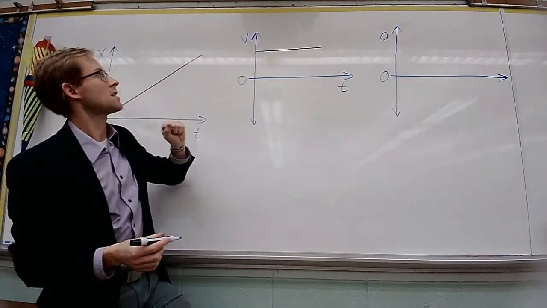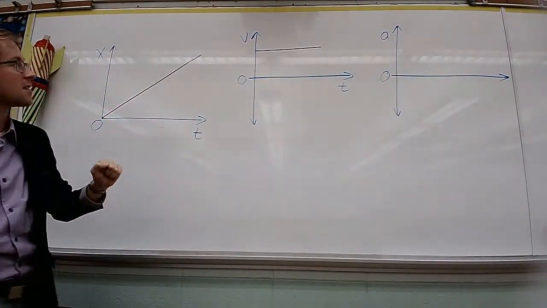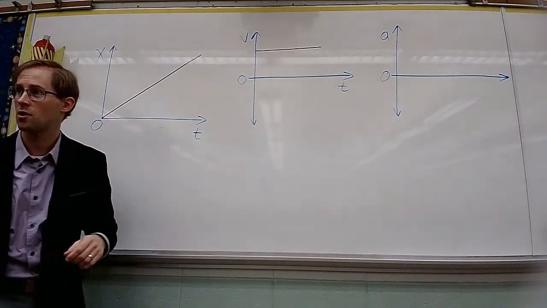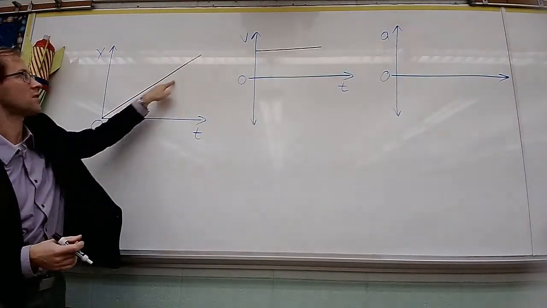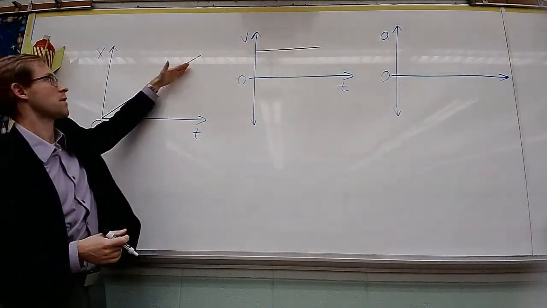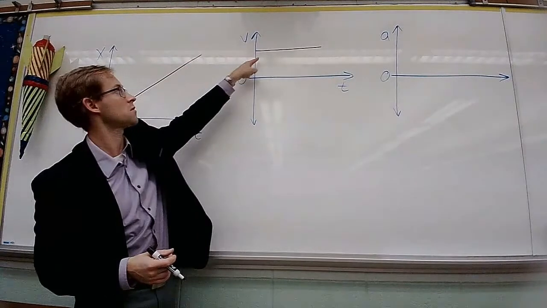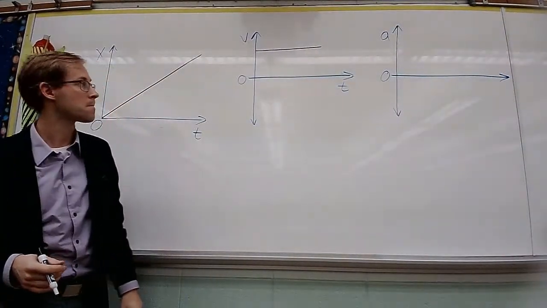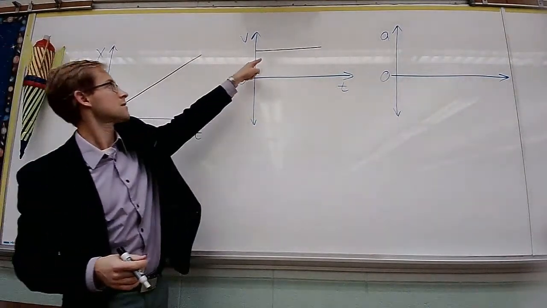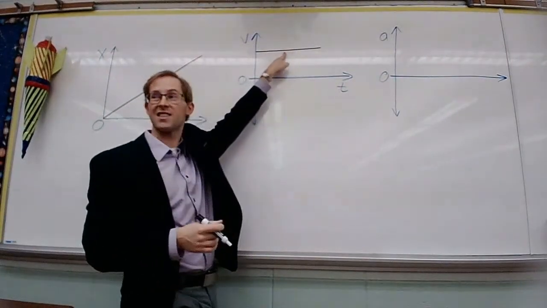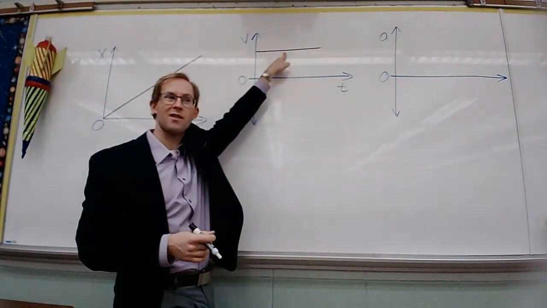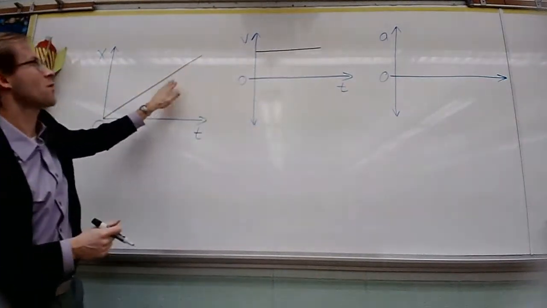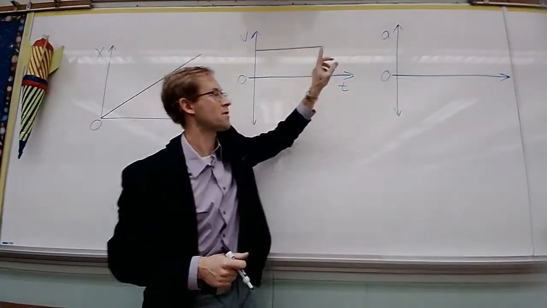The easier way to think about this, and the way that I would advocate that you think about these graphs, is just in terms of slopes. If this slope represents velocity, we've got a constant positive slope here. So that means we've got a constant positive velocity, which is what's represented right there. Now, remember, what does the slope of a velocity time graph represent? Anybody remember? Yeah, acceleration.